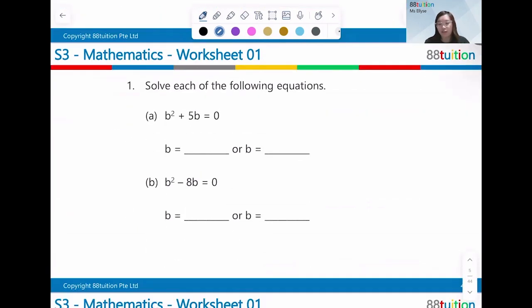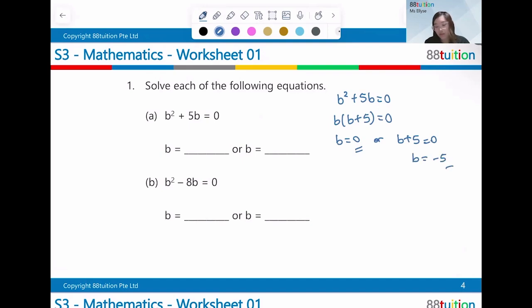Okay, so firstly, we'll have this kind of question whereby you can just use the factorization method, which you will see that the common term is b. So you can take out the b and you'll get something like this. Eventually you can just go ahead to say b equals 0 or b plus 5 equals 0. Then this is your first answer already. The second answer will just be -5. So as straightforward as that. That will be our one question down.